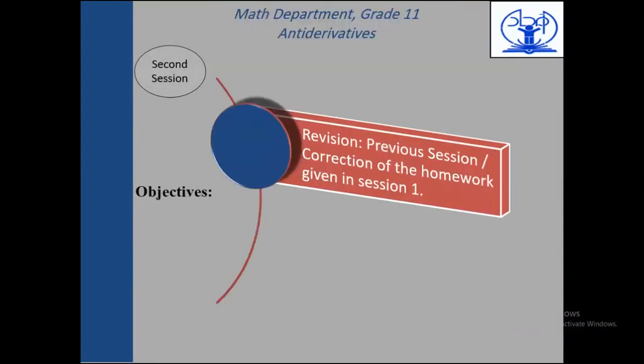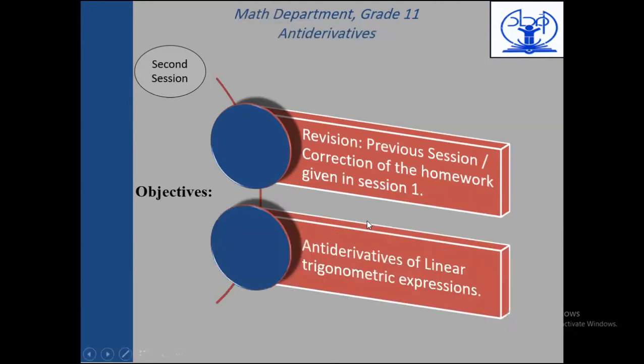In this session, we'll go over a revision about the previous session, correction of the homework given in session 1. And we will also talk about antiderivatives of linear trigonometric expressions.